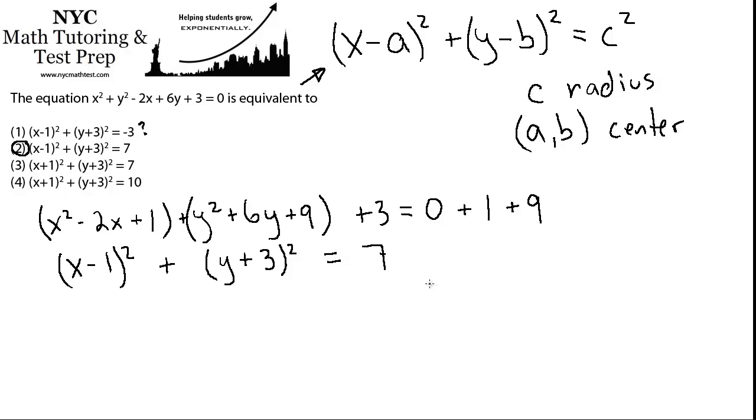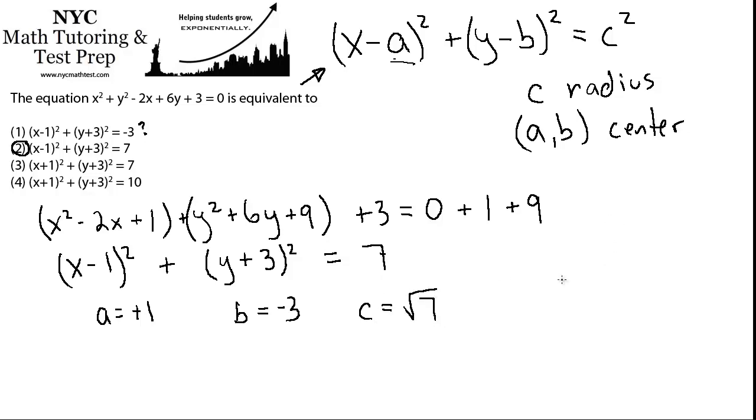Just for your information, if you were wondering what this actually looks like, the value of a would be negative 1, b would be negative 3. I'm sorry, this would be positive 1, not negative 1. Because a, if you look at the original formula, it comes in the form of x minus a. So if it's already a minus, whatever's there is positive. So it's a equals 1, b equals negative 3, because here it's a plus, so it switches. And the radius would be the square root of whatever constant term is on the right side. So if it's 7 out there, then c would equal the square root of 7.